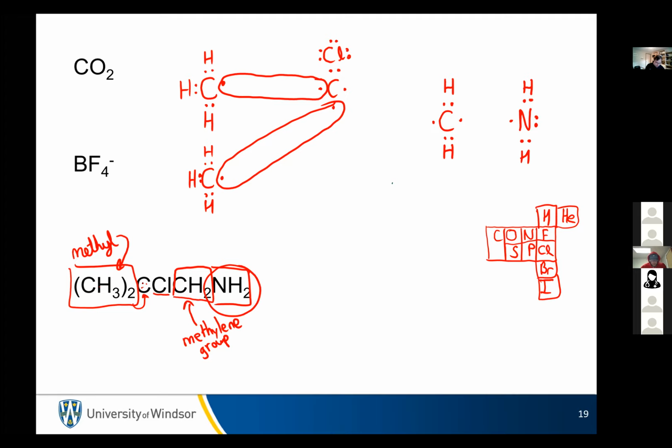Now, the carbon is attached to the chlorine, and then the chlorine is attached to the carbon, but that doesn't work. This chlorine can't attach to that carbon because it's now got 8 electrons, and it's got no more room. But this carbon has an extra electron. And so we can string those babies together. Now that leaves this carbon with 1 electron, and we know CH2 is attached to NH2. Let's patch those two guys together.